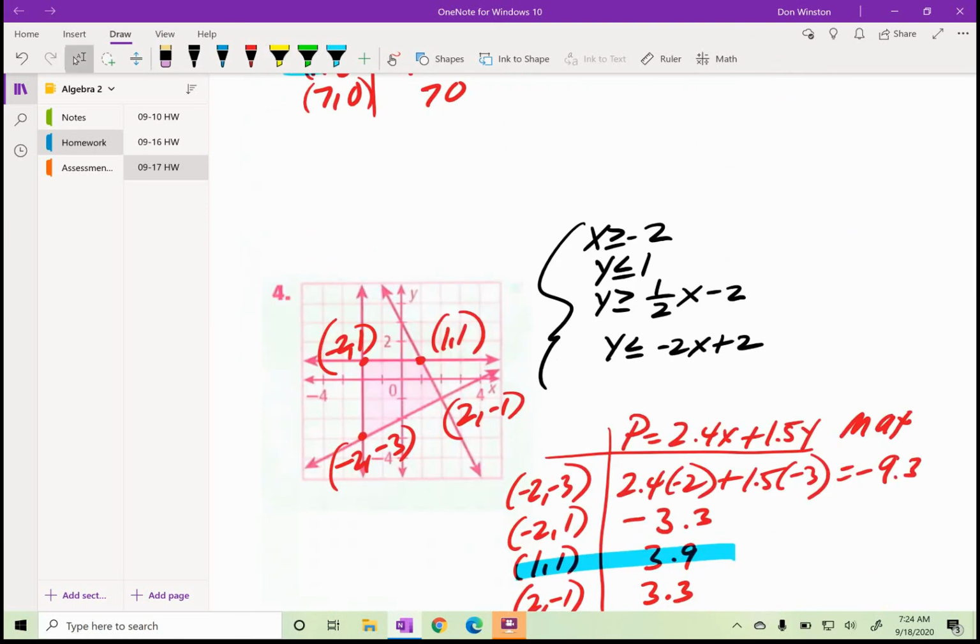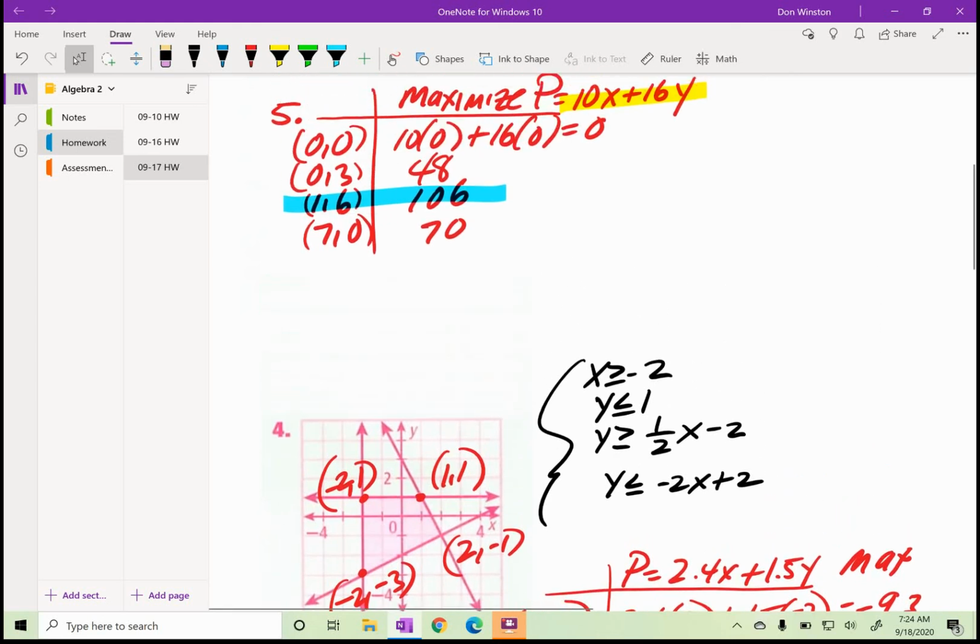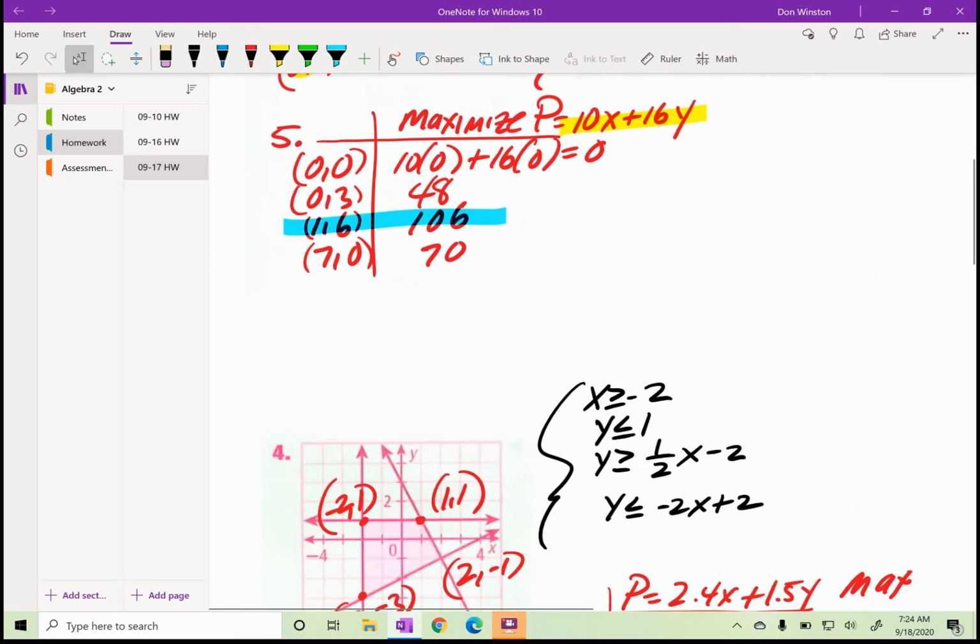Number 2, again, so you see the corner points there. And you see the corner points: -2, -3, -2, 1, 1, 1, and then 2, -1, for that system of inequalities. Again, you have to graph them. So that was the system of inequalities I gave you.